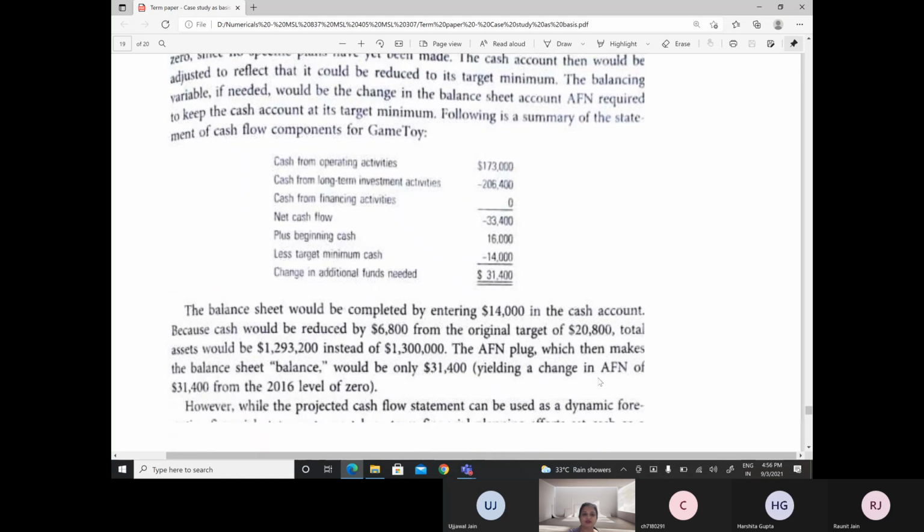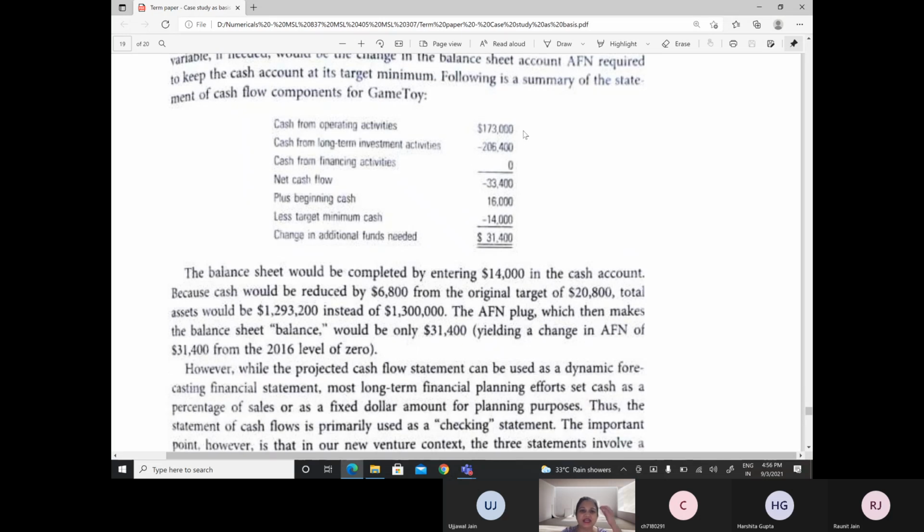Okay. So here you have the cash flow from operating activities, which is 173,000. We have the cash from long-term investment activities, which is basically an outflow, so indicated by 206,400. We have no net cash coming in from financing activities, so the net cash flow is minus 33,400. We have a beginning cash of 16,000 and we need at least a 14,000 minimum cash balance. So when we add all of this up, we actually need 31,400 as the additional funds needed to help us maintain the minimum target cash.